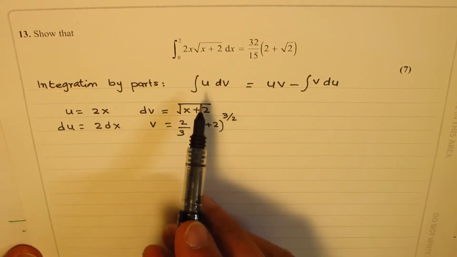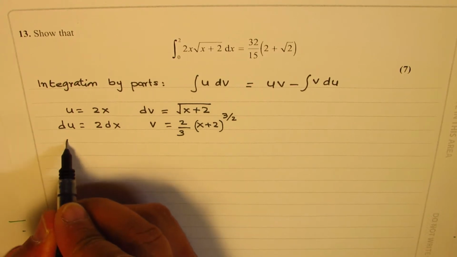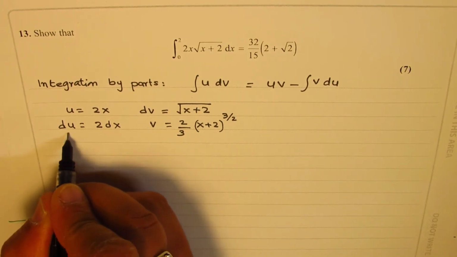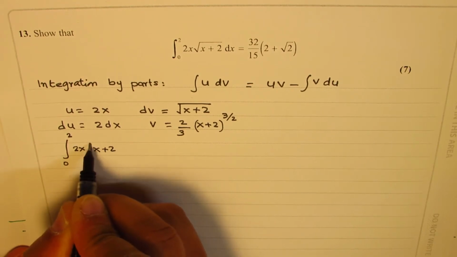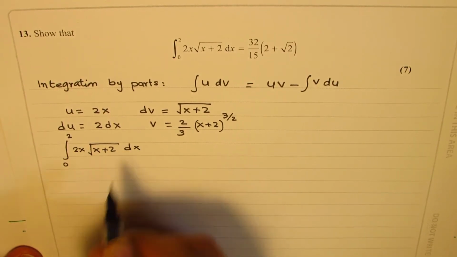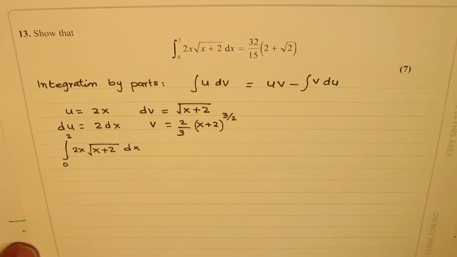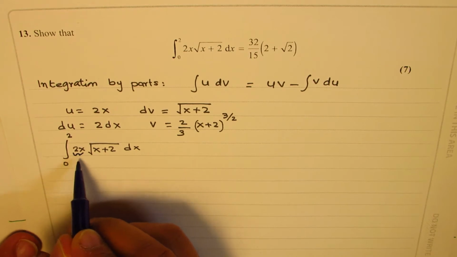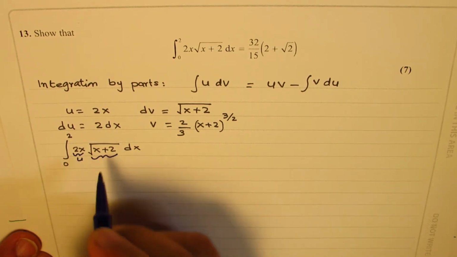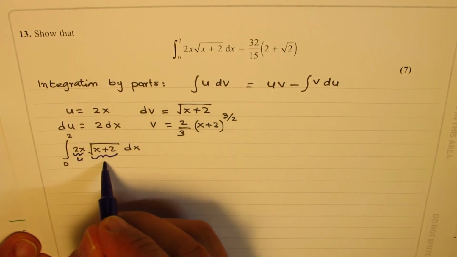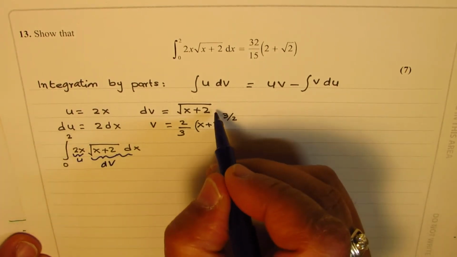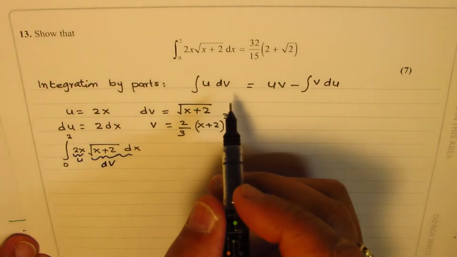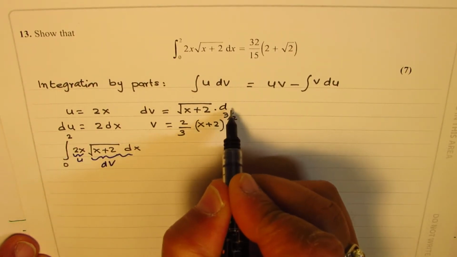So let's write u equals 2x and dv equals square root of x plus 2. So if we differentiate this, we get du equals 2 dx, and if we integrate this, we get v equals x plus 2 to the power of, this is half, plus 1 will be 3 over 2, and we get here 2 over 3, right?